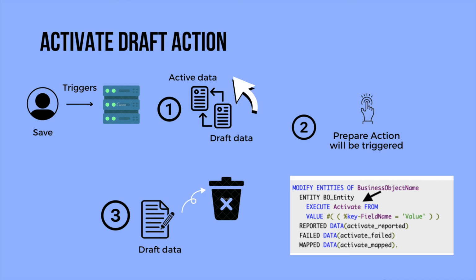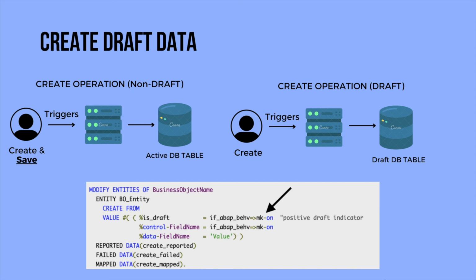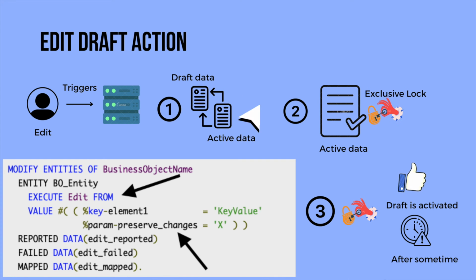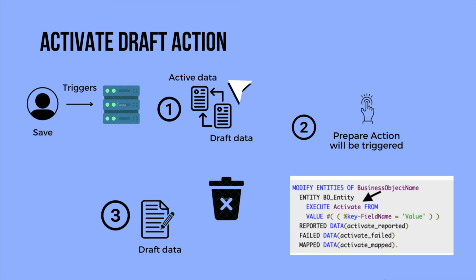Activate draft action. Again, it's an action. So far we have seen we create the draft data, and all the data will be stored in the draft database tables. Likewise, we are editing it, and your latest draft version will be stored in the draft database tables. So let's say the drafting is done and I got a final version of my particular instance. I want to store it to my active database tables. In that case, we can go with this activate draft action.